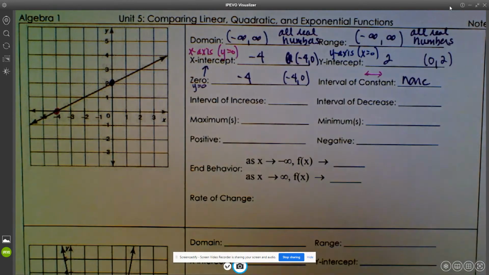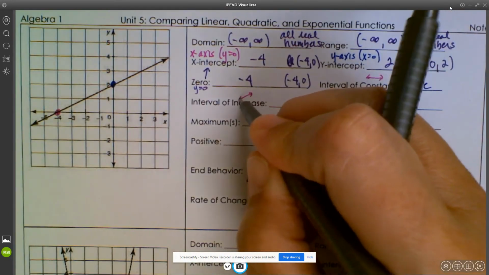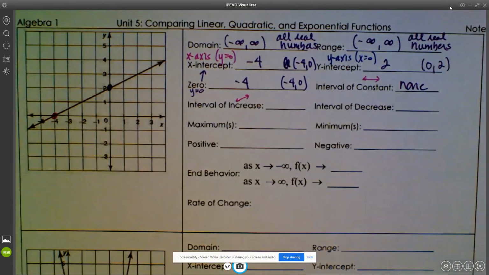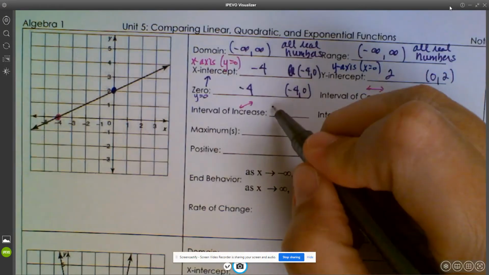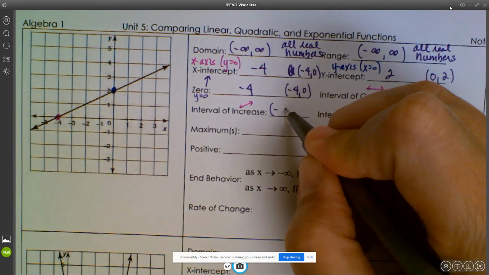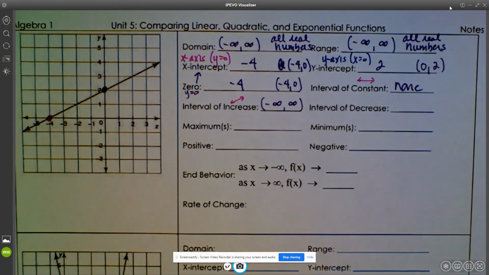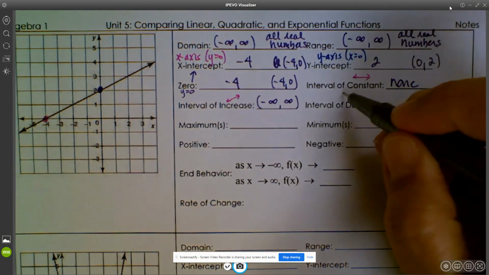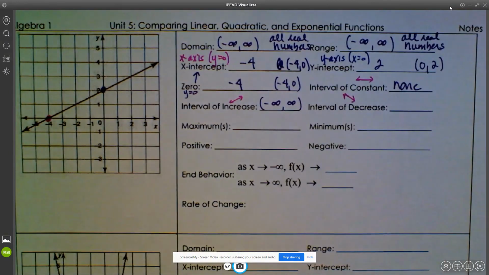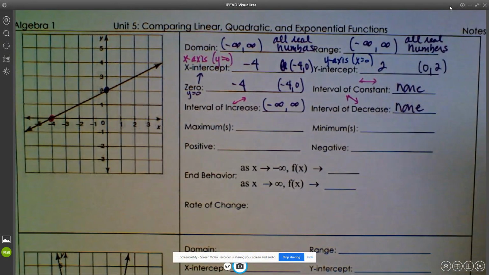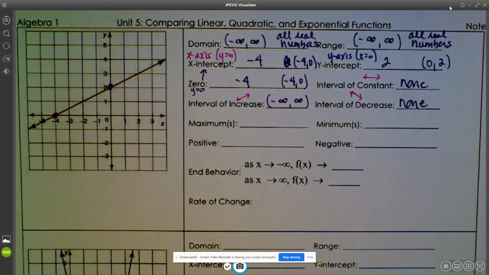Interval of increase. Where does this graph have a positive slope? It kind of has a positive slope everywhere. Okay, so how do we describe everywhere in algebra? We describe it as the interval from -infinity to +infinity. And where does this graph have an interval of decrease? It doesn't. So again, there is no interval on this graph where we have a negative rate of change.